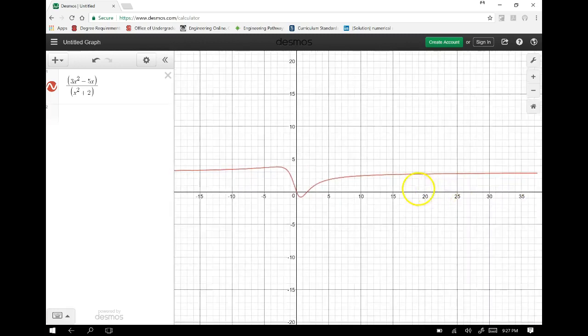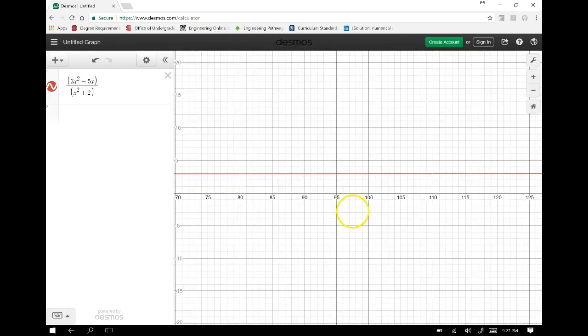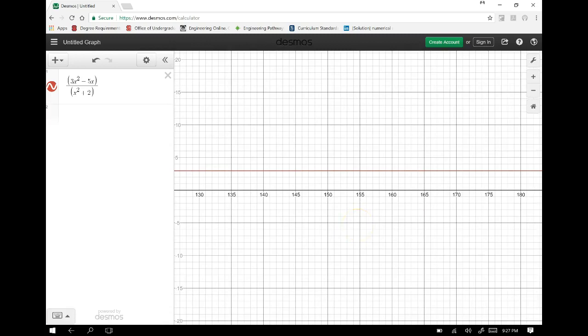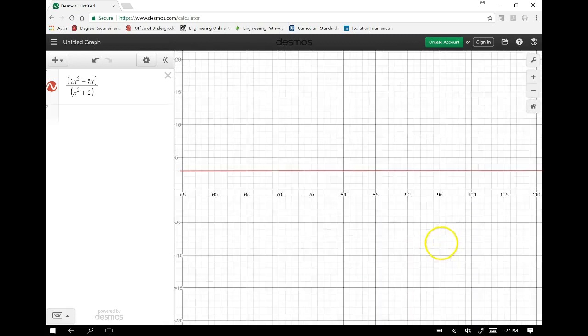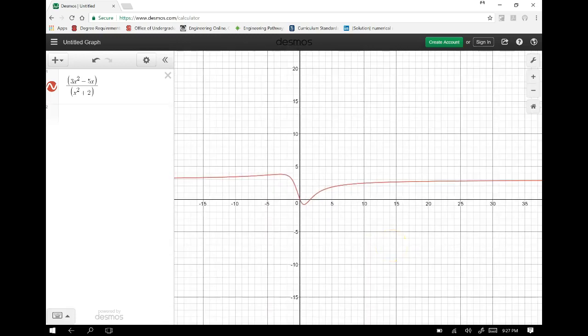And if you want to, we can just keep going over farther and farther. It just gets closer and closer to 3 until it looks like it's right on top. This is one thing I love about Desmos, is that it's so much more user-friendly than the graphing calculator. To do this on the graphing calculator, you would have to go into Window and change all your window settings. The calculator is so much more difficult to do things like this.